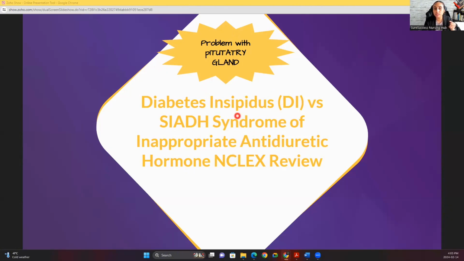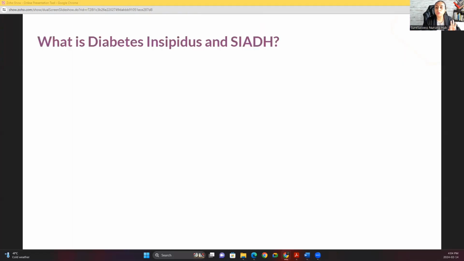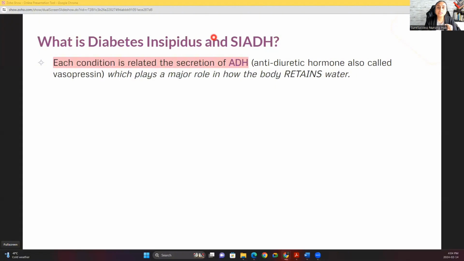These both diseases are related to a pituitary gland problem and one of its hormones, and they are opposite to each other. You can have paper and pen if you want to, and I will teach you in my best way the easiest way to remember anything. All right, so let's begin with diabetes insipidus and SIADH. So what is this issue?